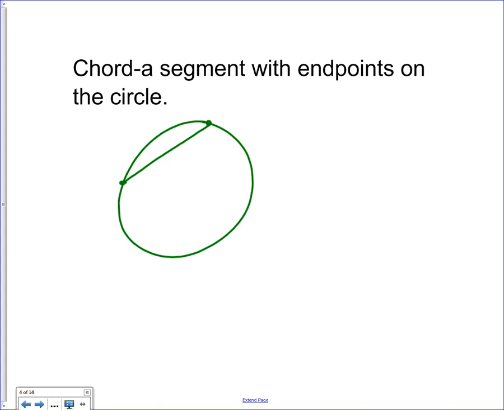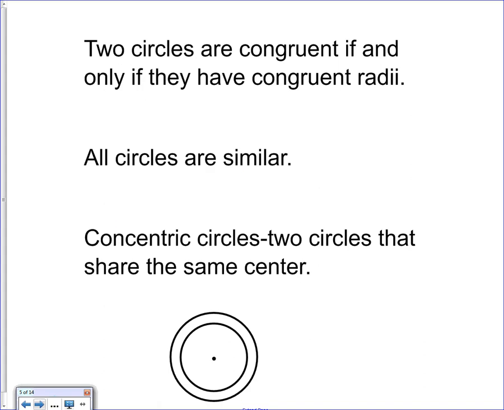Going back then, a diameter is a special kind of chord that specifically goes through the center of the circle. So not every chord has to go through the center, but if it's the diameter, then it will go through the center. Two other things that we need to know about circles. Two circles are congruent if and only if they have the same radius, that their radius measure is the same.